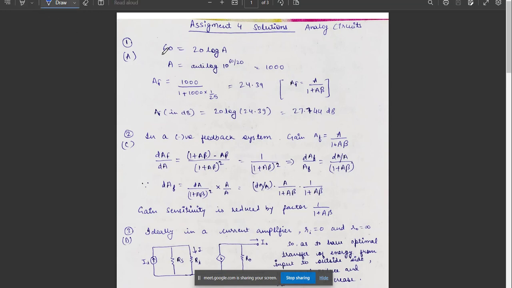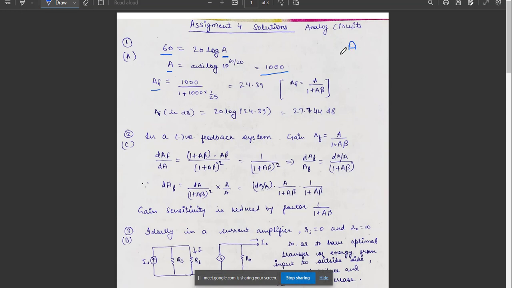So it was given that A is equal to 60, right? It is in dB. So first we have to find out the value of gain which is not in dB. So 60 is equal to 20 log A, right? Then we'll take the antilog and we'll get the value of A which will be equal to 1000. Till here, did you get any problem finding out the value of A? No, ma'am. Okay.